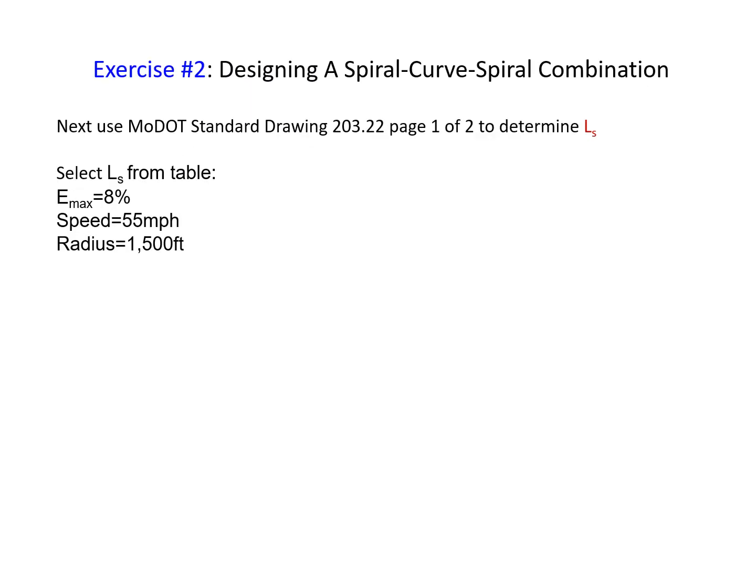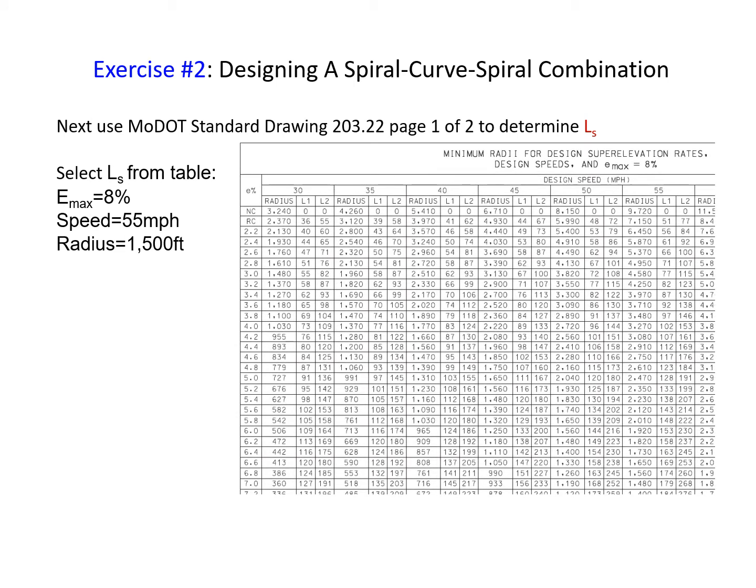The next method, we're going to use the MoDOT Standard Plans 203.22, page 1 of 2, to determine the length of spiral. If we bring up that chart, this is the chart for the EMAX 8%, which is for rural. And if we look at the design speed of 55 miles per hour, we're going to highlight those columns. And then we're going to look at the radius that's provided of 1,500 feet.